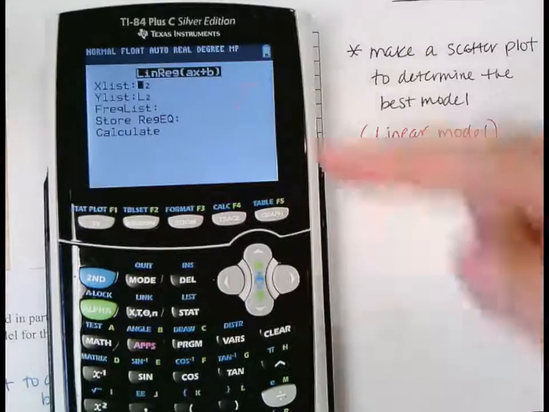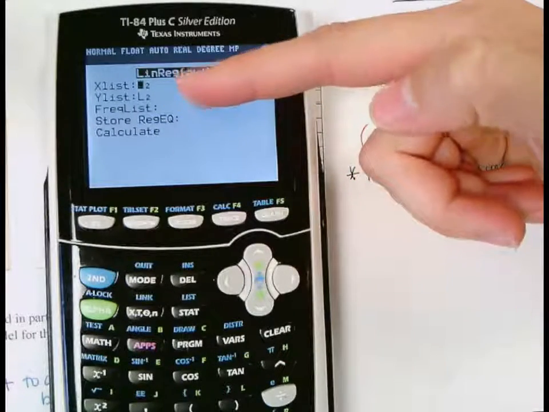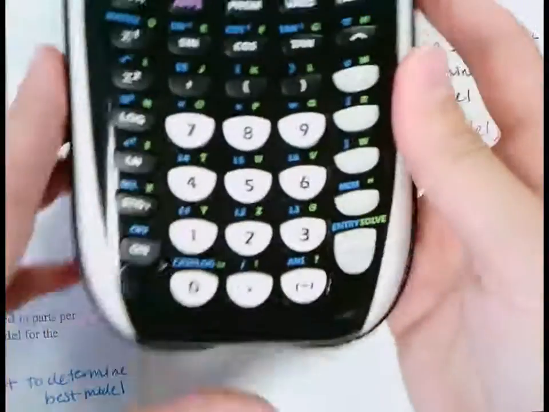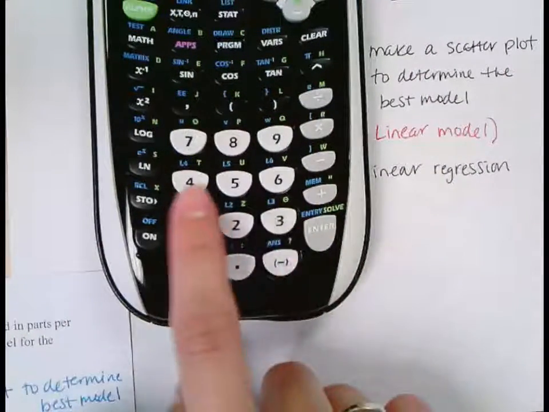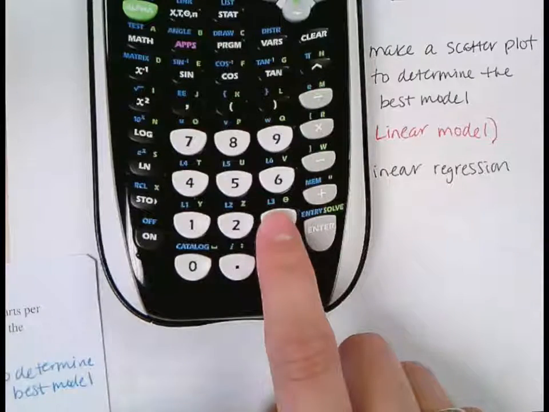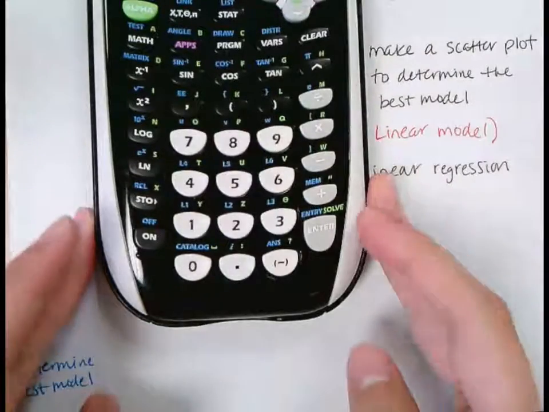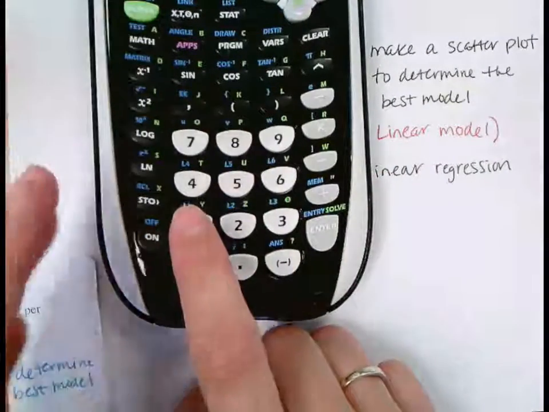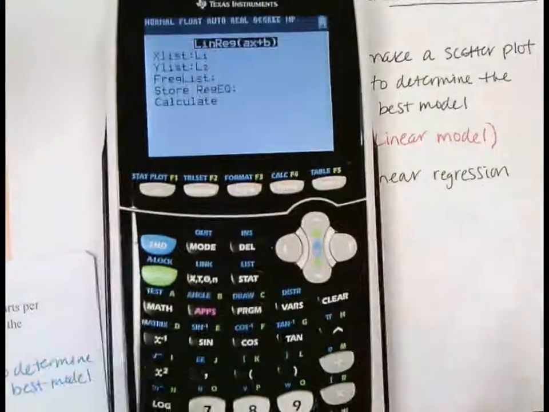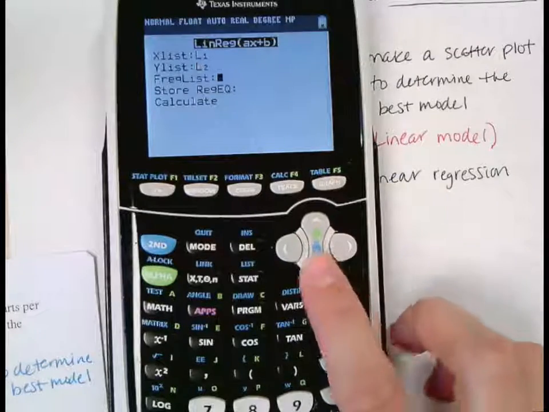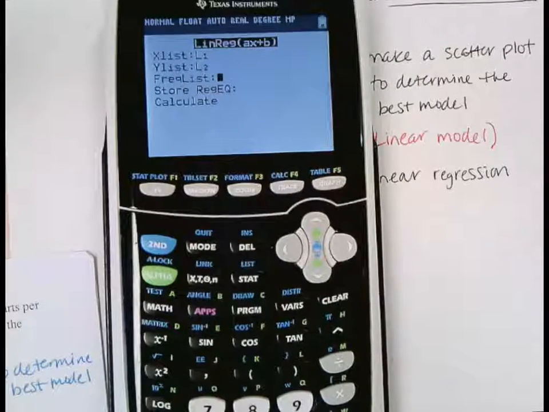So your X list. Now again, this is where my X list was in list 1, not L2. So I need to change mine. So if any of you need to change yours, if you look down at your 1, 2, 3, 4, 5, 6 buttons, above them in blue or whatever color you have, you should see L1, L2 through L6. So if I want L1, I can just click second 1, and now it changed to L1. And then my Y list was L2. For this, I believe this stands for frequency, but you don't need to put anything here.